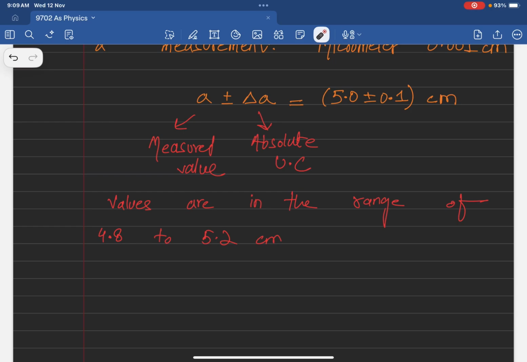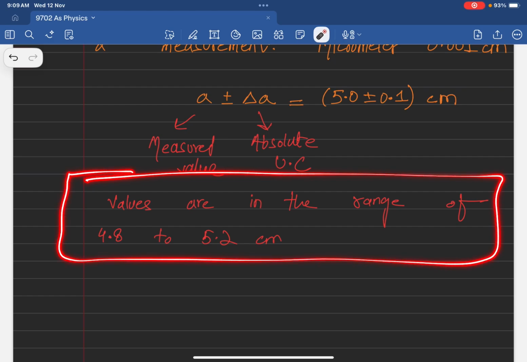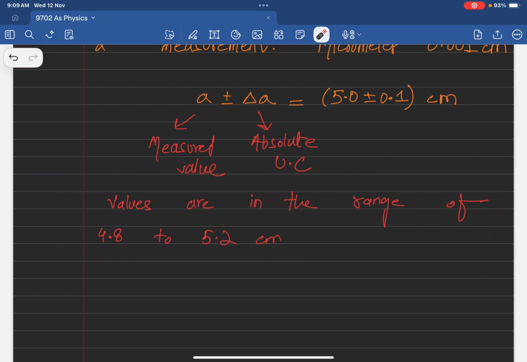anybody, if I am measuring it, if you are measuring it, or if any other person is measuring it, the value will be in this range 4.8 to 5.2 centimeter. There is a chance of 0.1 centimeter error, and it can lie in the range of 4.8 to 5.2, not less than 4.8, not more than 5.2. So that is how we define uncertainty in measurements.